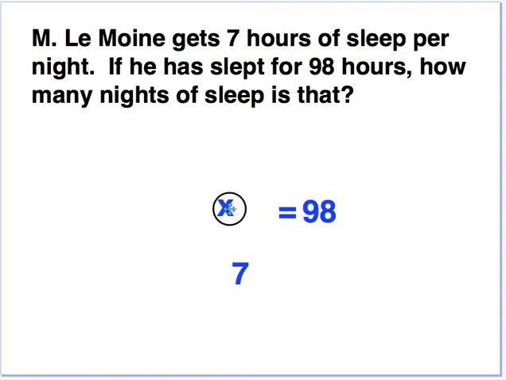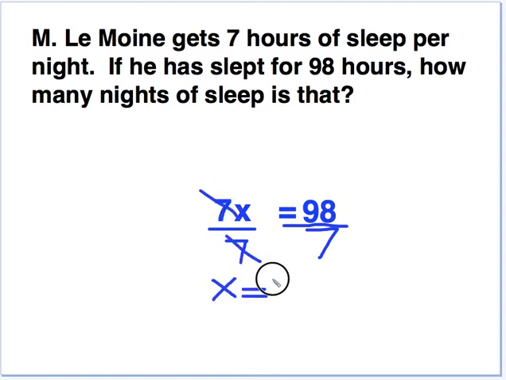So he sleeps for 98 hours total, but we want to know how many nights that is. He sleeps 7 hours every single night times the number of nights. We just don't know that, that's the unknown. So 7 times x is equal to 98. We always do the opposite. x is being multiplied by 7, so we divide both sides by 7. This side cancels, and x is equal to 14. That means he slept for 14 nights at 7 hours a night to get 98 hours of sleep.